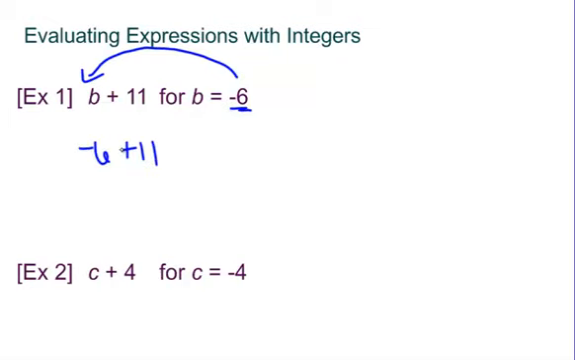Now, again, you could do a number line, you could do signs are the same or different. Here I'm going to do if signs are the same or different. The signs are different. One is negative, one's positive, so I'm going to subtract. 11 minus 6 equals 5. The higher number is positive, so we're going to keep it positive 5. Try number 2 on your own.